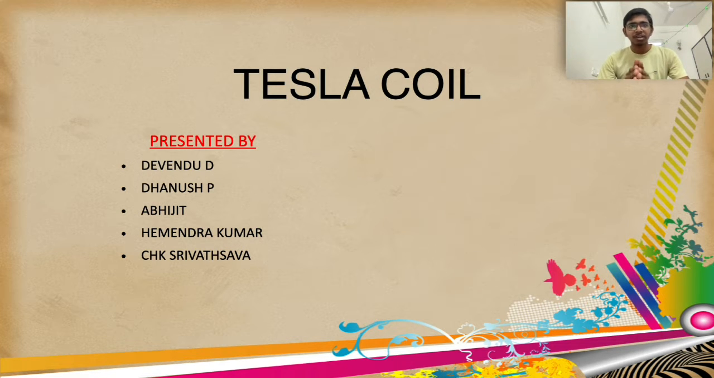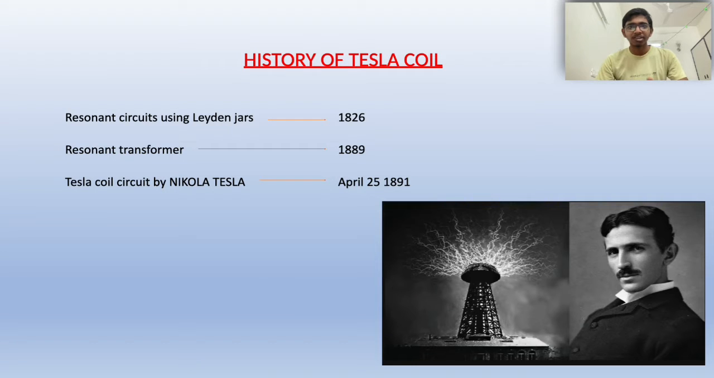Coming to the history of the Tesla coil, it all started with the invention of Leyden jars, which we can simply call first generation capacitors, and transformers followed. Nikola Tesla made use of both of these to create the Tesla coil. Let's see what a Tesla coil basically is.